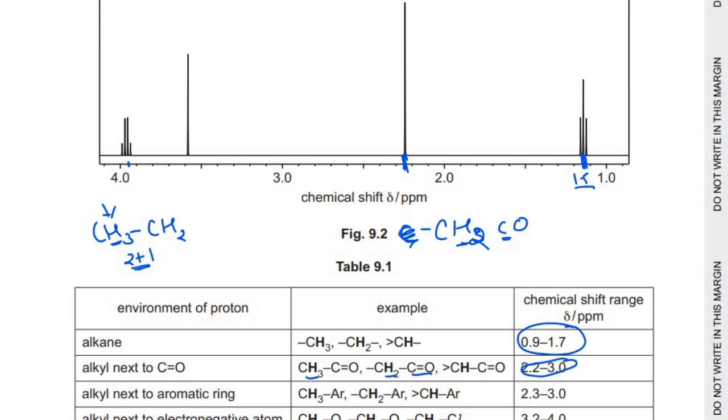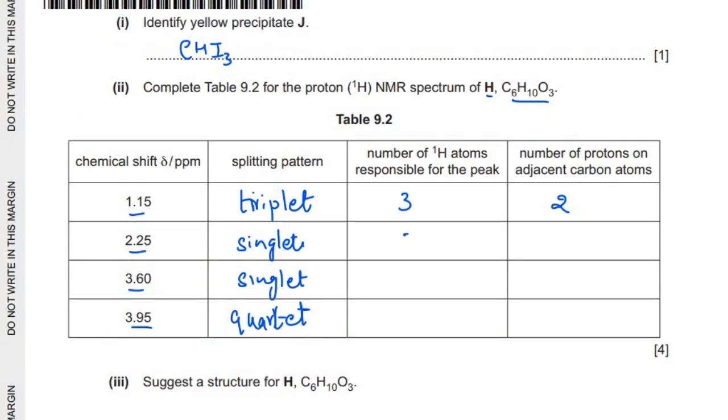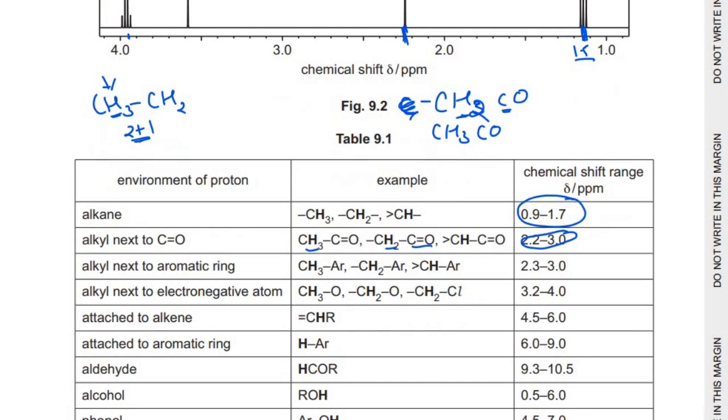So we can imagine that there is a CH3CO group here. If we have 2.25 singlet, we need to understand that the protons responsible are 3 and the protons on the adjacent carbon should be 0, and same for the next also, because if it's a singlet, the carbon adjacent to it should not have any hydrogen, then only it produces a singlet. So here we have, now let's see what is 3.6 and what is that for.